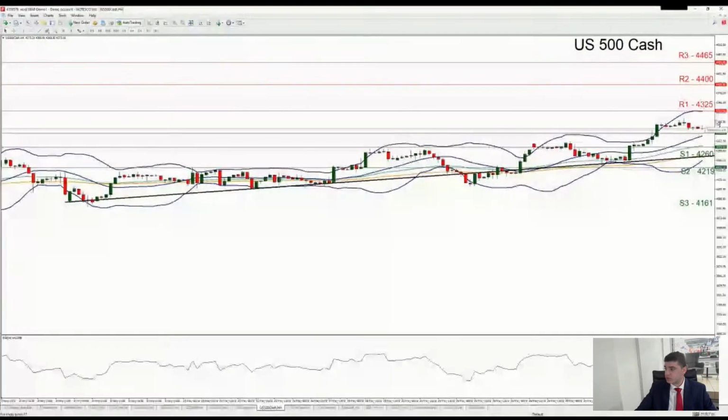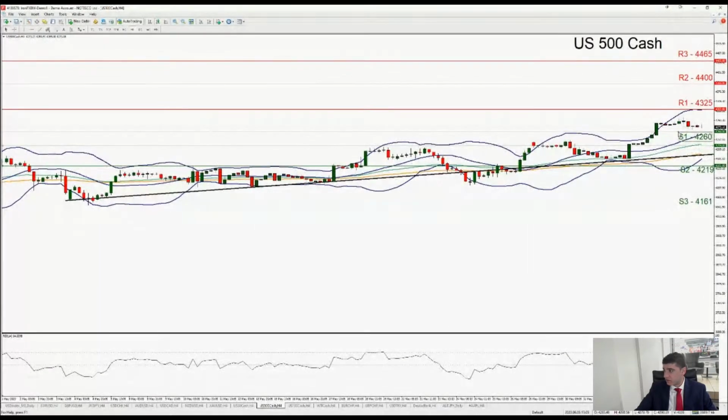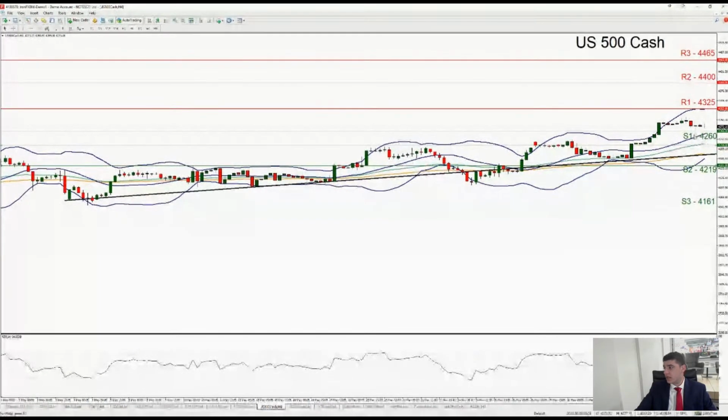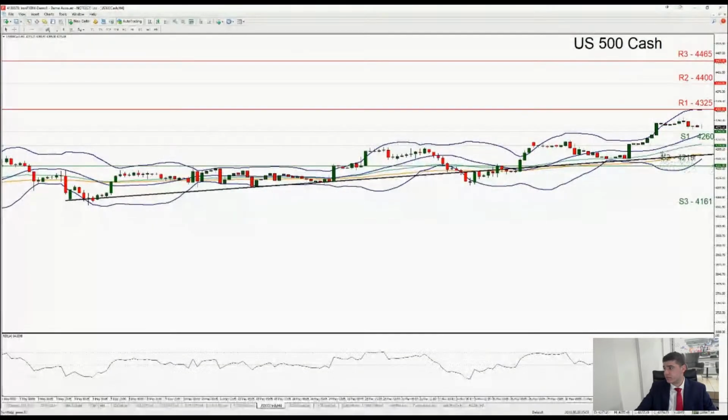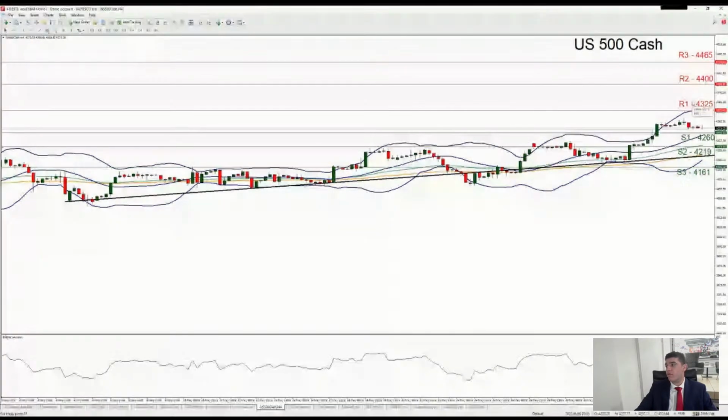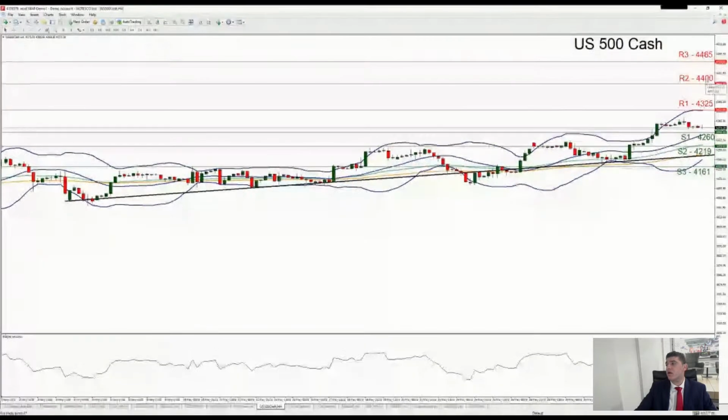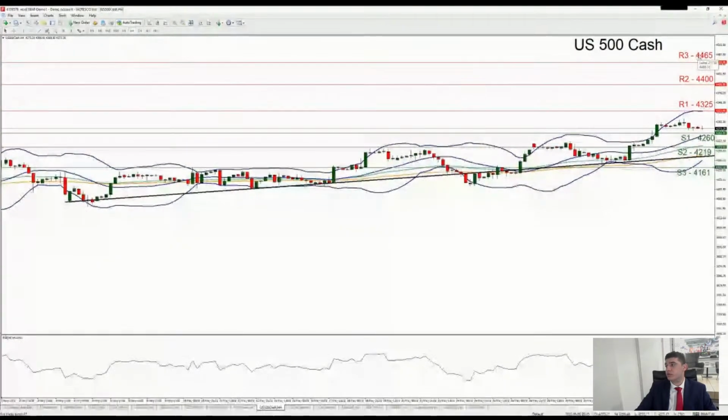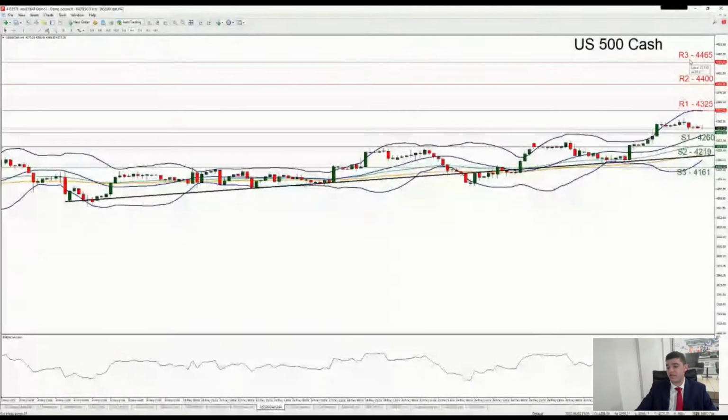So the price action is slightly compacted, yet S1 at 4,260, S2 at 4,219, S3 at 4,161, and R1 4,325, R2 4,400, R3 4,465.